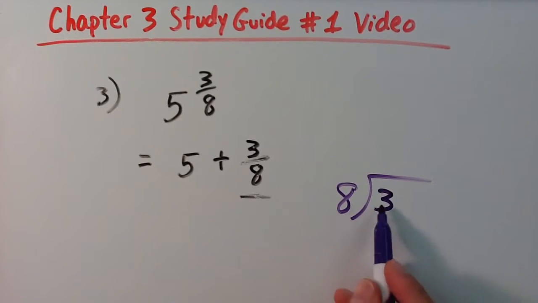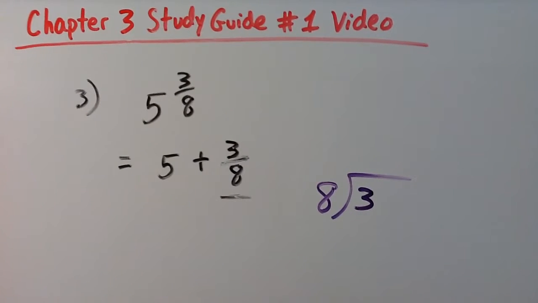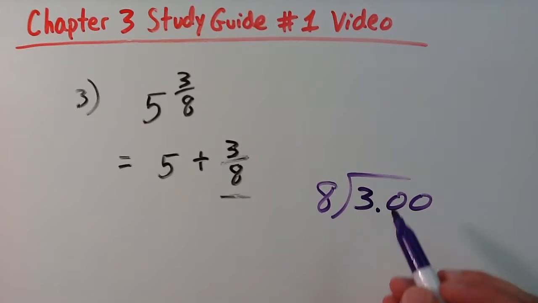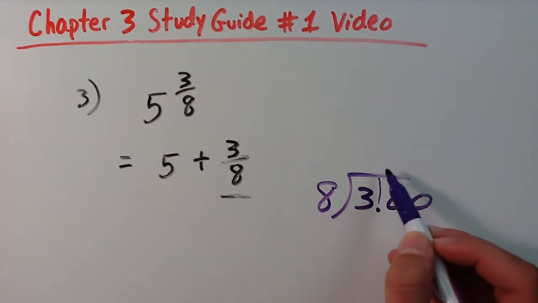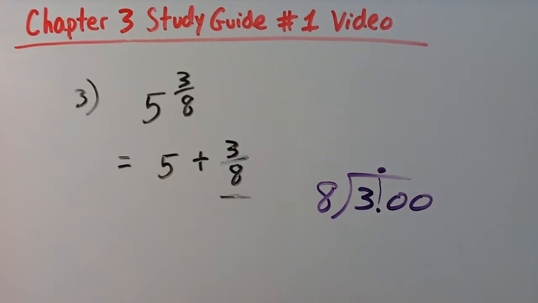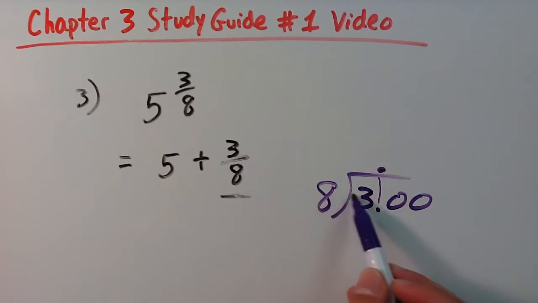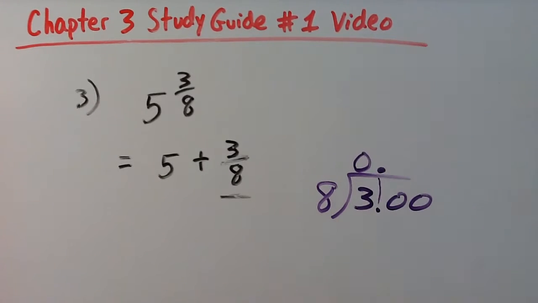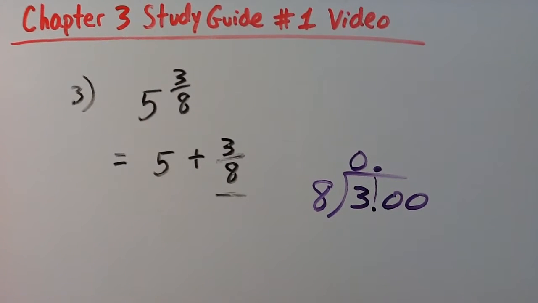Now, 8 can't go into 3, right, because it is too big. And so what I need to do is add placeholder zeros after the decimal. Okay? Now, my decimal, when dividing, goes straight up into the quotient. So the decimal is right there. We already said that 8 cannot go into 3, right? It goes in 0 times.